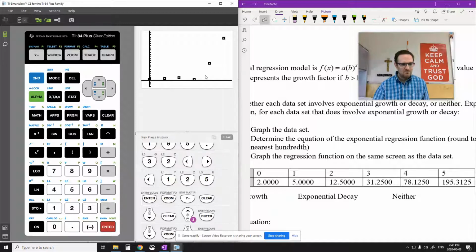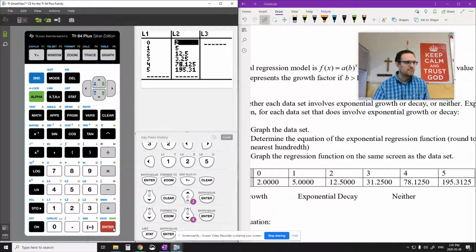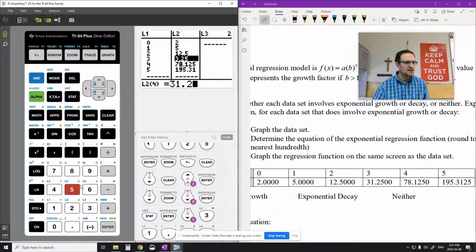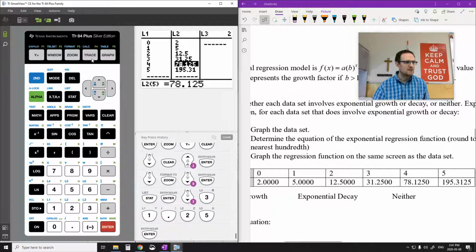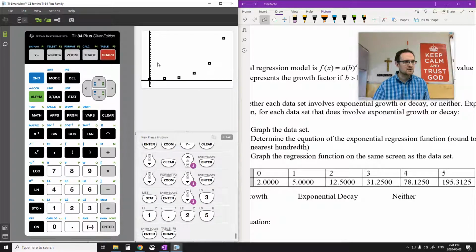So there's my data. Looks like I messed one of my data points up. This 0, 1, 2, 3 data point. This is too low. So I'm going to just double check that. Oh yeah, I messed that up. It should be 31.25. Sweet. Okay, so now I have this data in there. Go graph there. I'll put the data points. Now this definitely looks like an exponential growth to it.